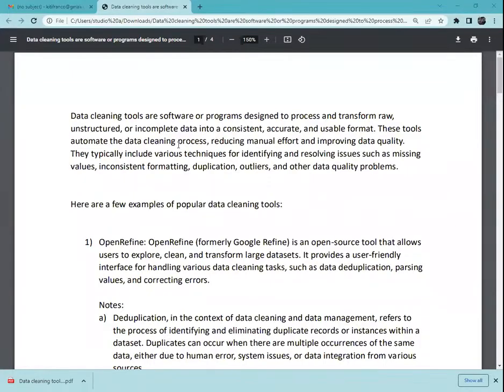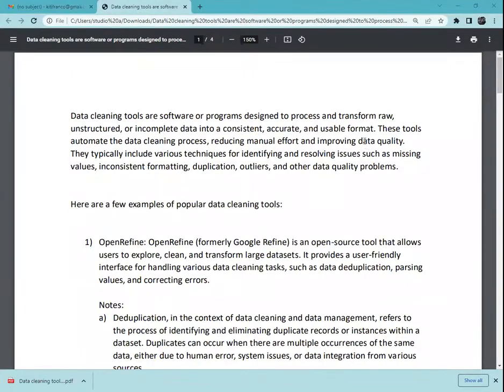You can imagine, if you can recall that particular class of Power BI, what if you were to take up those particular columns that you're introducing, starting new columns one at a time? It would be your whole day wasted. When you use Power Query, you will be able to reduce manual efforts and improve data quality. They typically include various techniques for identifying and resolving issues, such as missing values.